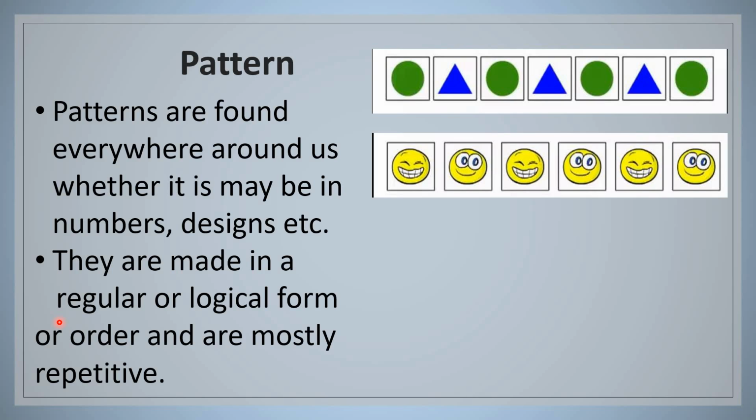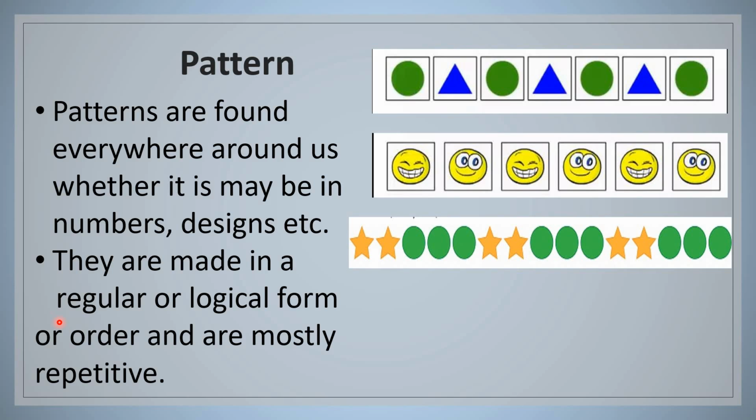Moving on to the second one. As I said, patterns could be formed with numbers, designs, shapes or anything. The first one we saw was shapes, that is circle and triangle. The next one we can see are these smileys. The first smiley is the laughing one, then the next is a normal face. Again a laughing face, again a normal face, again a laughing face, again a normal face. So you can see this is a pattern formed. First a laughing face, then a normal face. This is how patterns are formed.